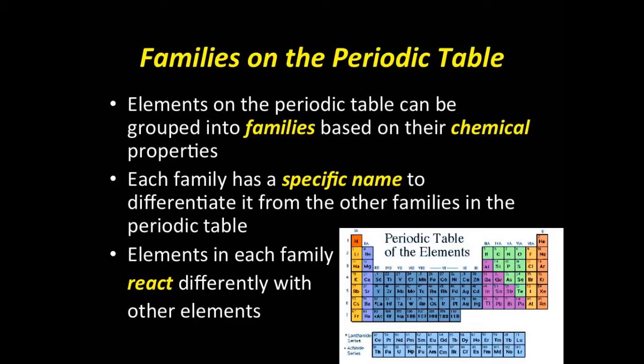And then elements in each family react differently with other elements. So elements in each column have very similar chemical properties with respect to each other, but different chemical properties with respect to elements in a different group.